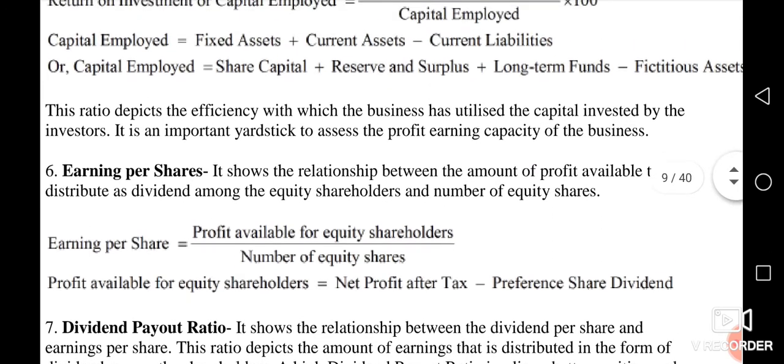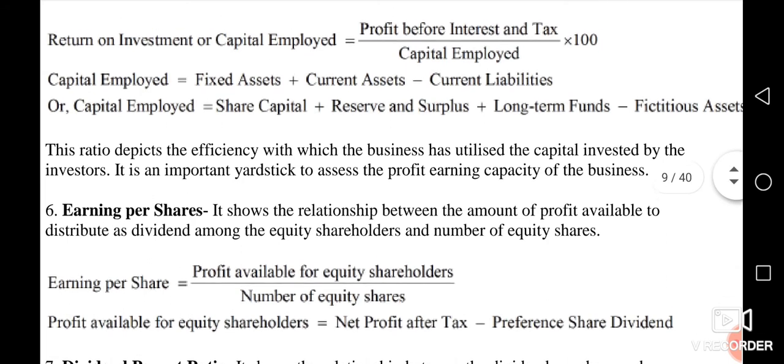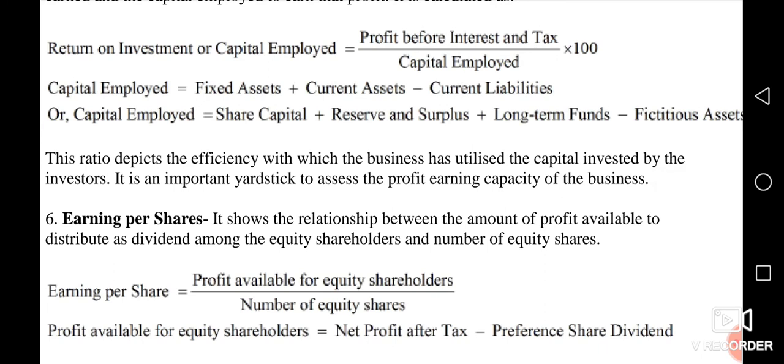It shows the relationship between the amount of profit available to distribute as dividend among the equity shareholders and number of equity shares. Earning per share equal to profit available for equity shareholders upon number of equity shares. Profit available for equity shareholders equal to net profit after tax minus preference shares dividend.